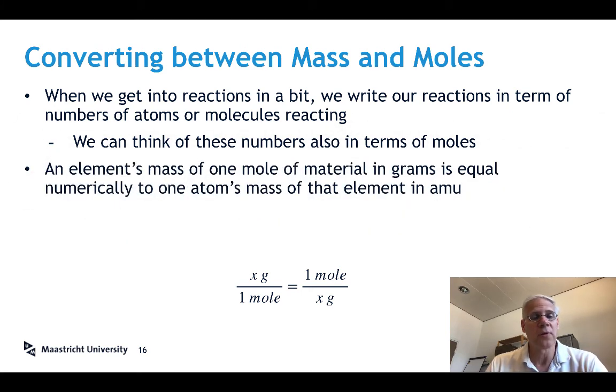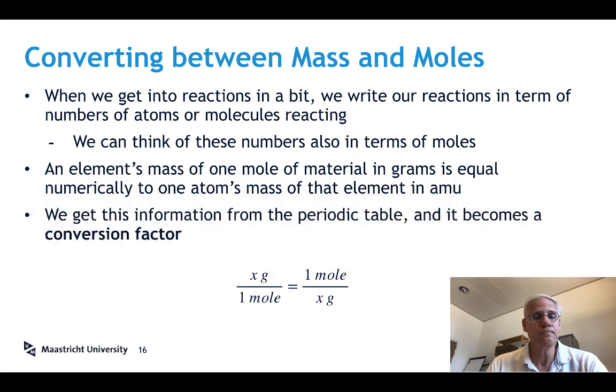Because what ends up happening is that an element's mass of 1 mole of that material in grams is equal to that atom's mass of that element in AMUs. So we can get that from the periodic table. Okay, and once we get that information, it becomes a conversion factor.